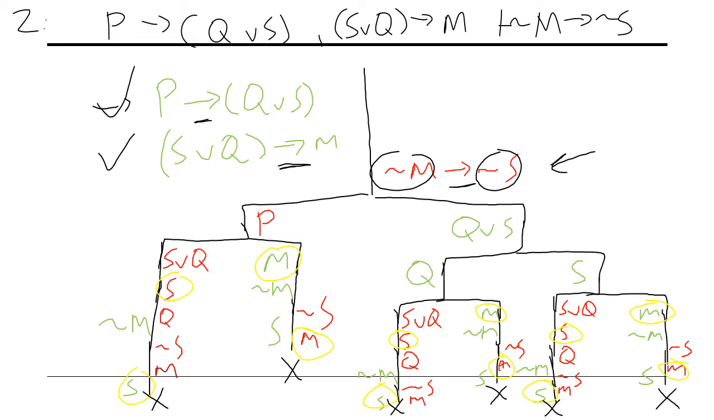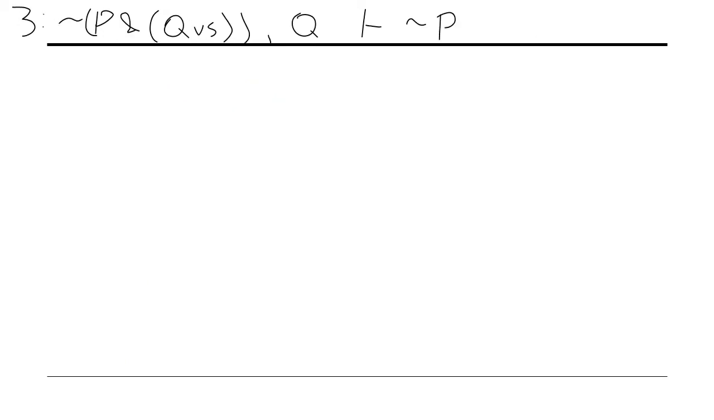So since they all close off, it's got to be valid. And since it's valid, we don't need a counterexample. So that is problem 2. Now we're on to problem 3.